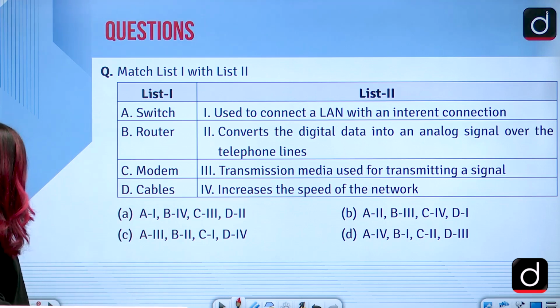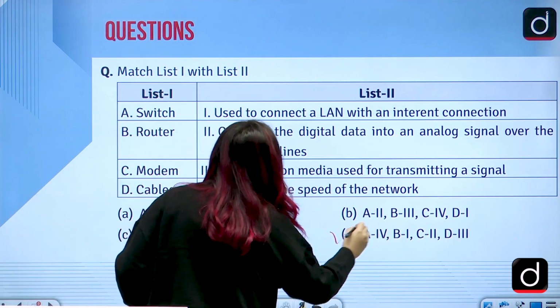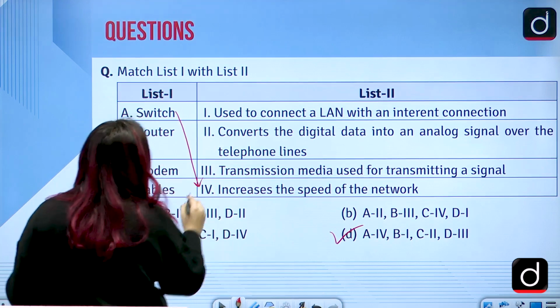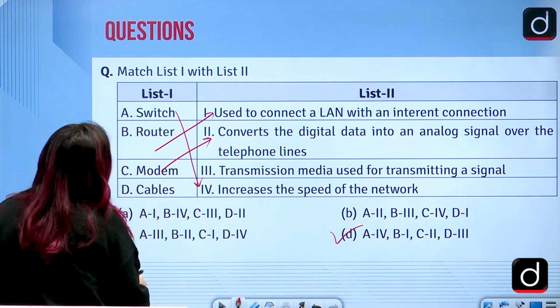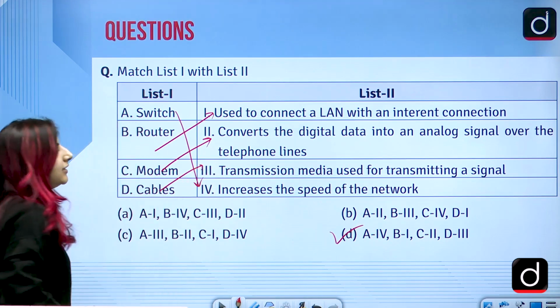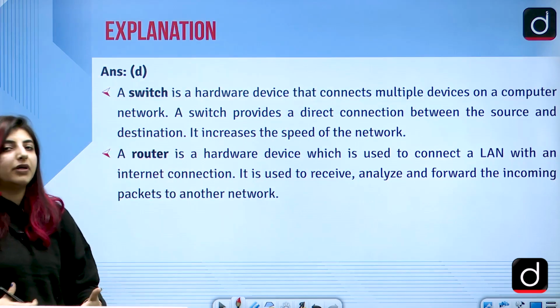The answer here that we have is option D, which is A4, B1, C2 and D3. Correct? So let us just look at the explanation that we have here for the switch, modem, router, etc.